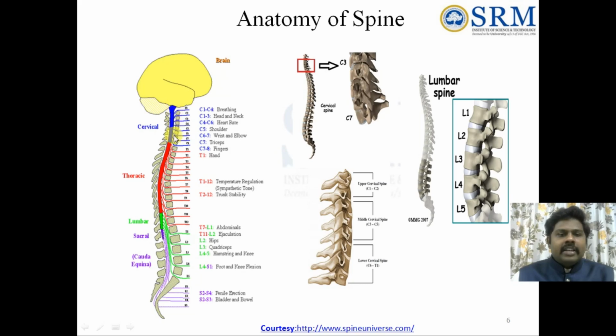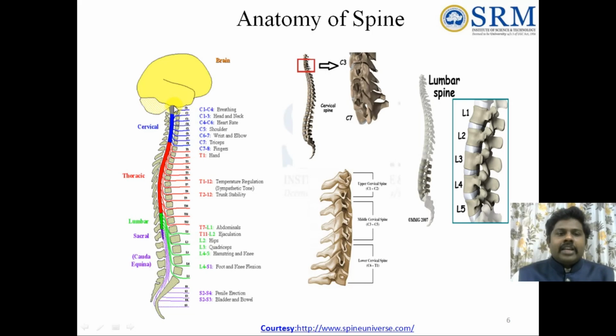This we call the cervical spine. These bones we call vertebrae. From here, this is the cervical bone. The cervical spine is from C1 to C7 level. Each vertebra we number 1, 2, 3, like that. Totally, in the cervical spine, the total number of vertebrae is 7. So we call it C1 to C7.